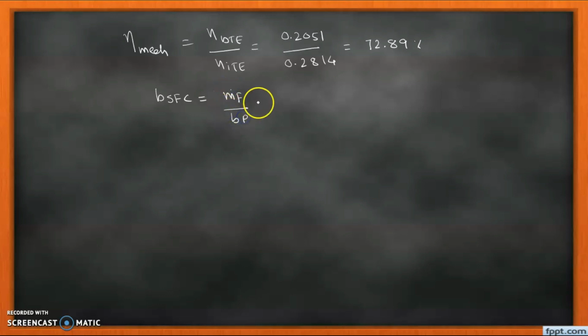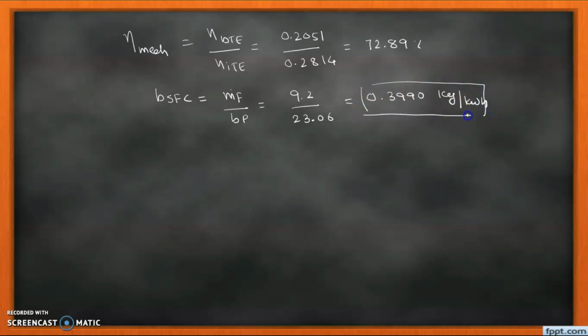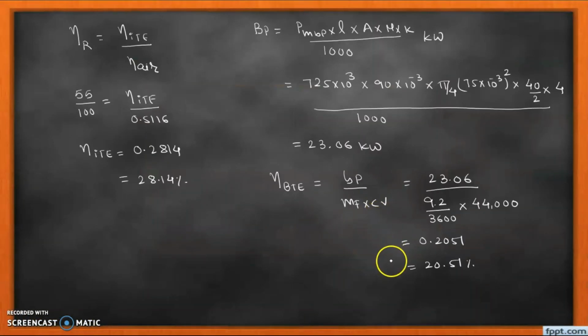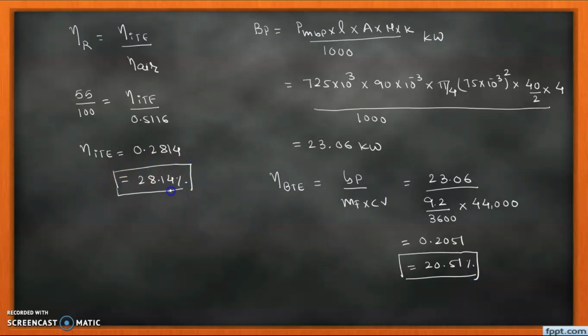For the calculation of brake specific fuel consumption, we know the formula: mass flow rate of the fuel divided by the brake power. The mass flow rate is given as 9.2, divided by the brake power generated, 23.06. Our answer comes to 0.3990 and the unit is kg per kWh. So this is our answer for the brake specific fuel consumption. This is the mechanical efficiency, the previous one is the brake thermal efficiency, and this is the indicated thermal efficiency. So in this way we can solve the numerical.